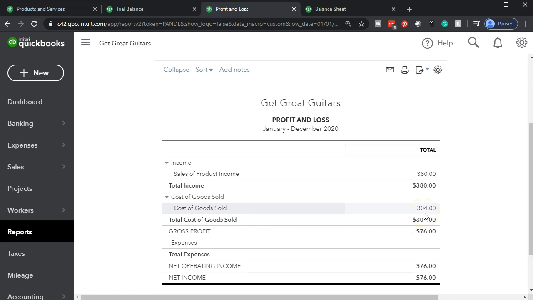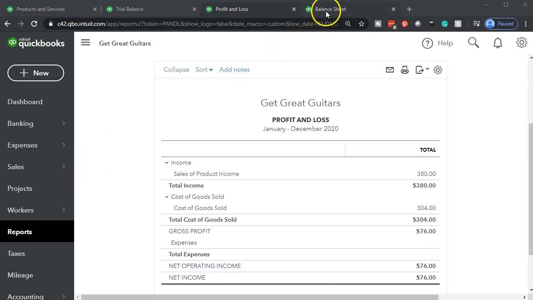Bottom line on the income statement, we made a sale for 380. Revenue went up by 380, but we had to give up something, consume something, a guitar that cost 304. Therefore, the net increase was $76 to our net income on the income statement.